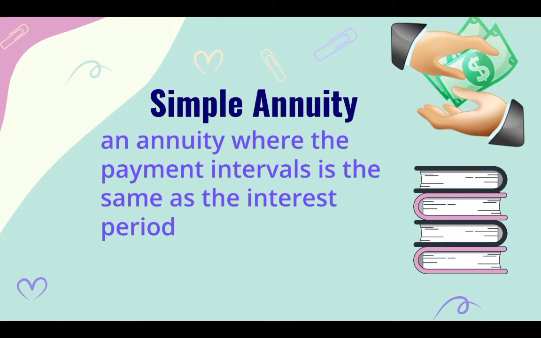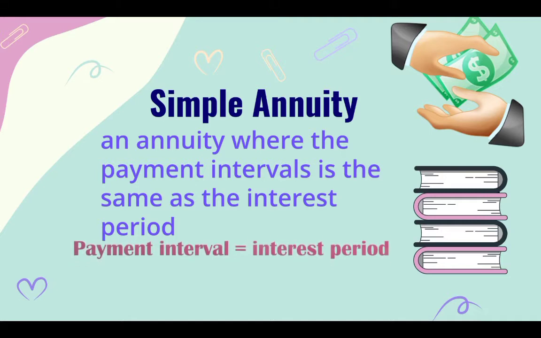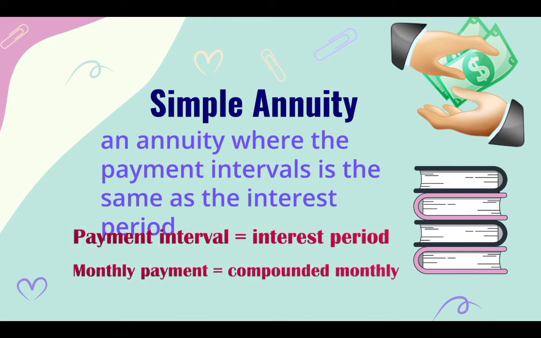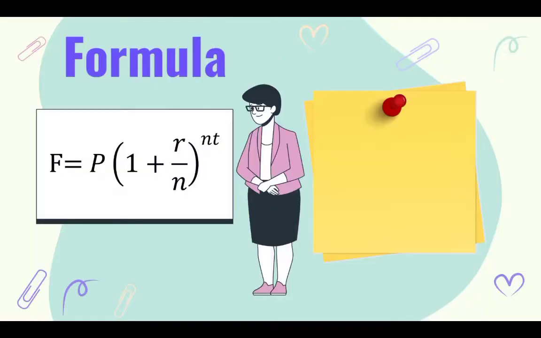Simple annuity. An annuity where the payment interval is the same as the interest period. Kapag pagbabayad mo is monthly, ibig sabihin yung interest period niya rin is compounded monthly. So, same lang yung payment interval at yung interest period. Ayan, payment interval is equal to interest period. Kapag ang payment interval is monthly payment, ang interest period din dapat compounded monthly.